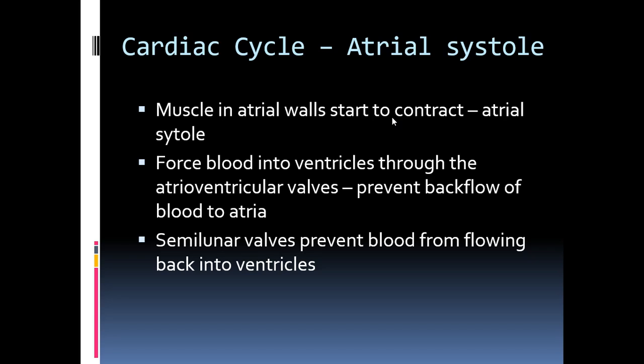And the function of the semilunar valves is to prevent blood that has been squeezed out by the contraction of the ventricles from flowing back into the ventricles, right? So whenever the ventricles contract, blood will be pushed out to the pulmonary artery and to the aorta, and because you have these two semilunar valves, blood will not be able to go back into the ventricles.